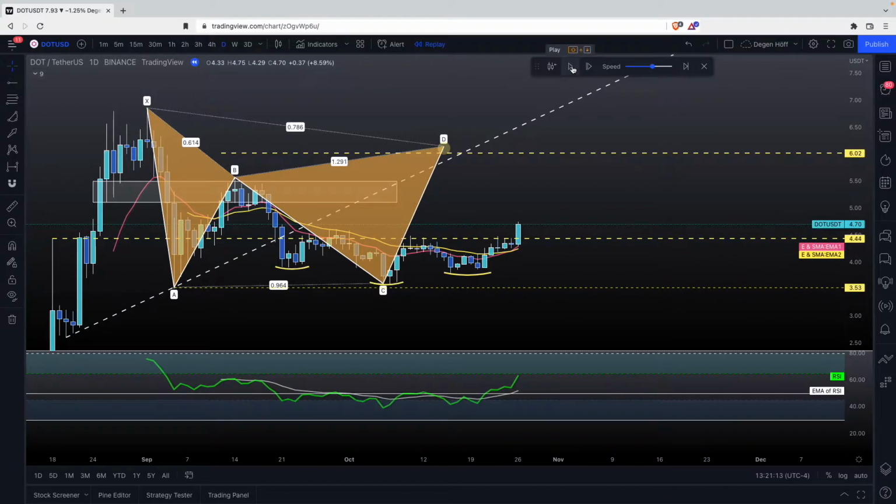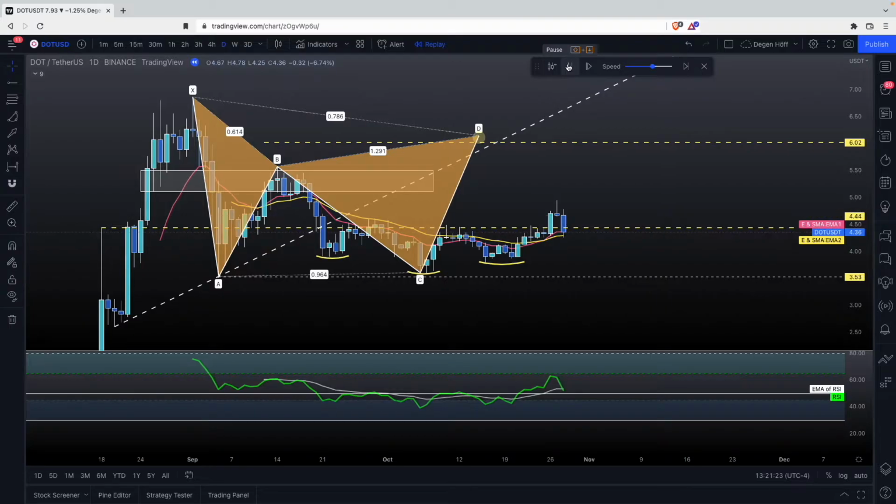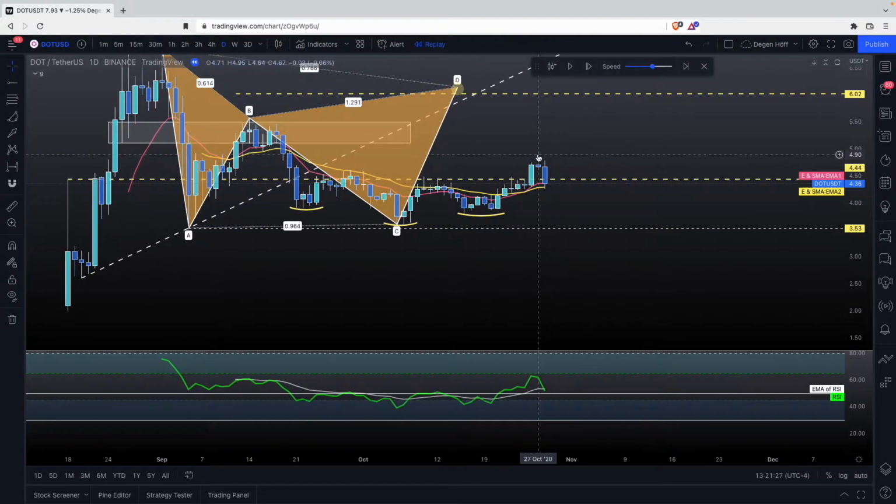Come on, there it is. Alright, so I wouldn't FOMO in on that. That was a 9% candle, but it's going to sell off and probably go back in. That's kind of like a shooting star.